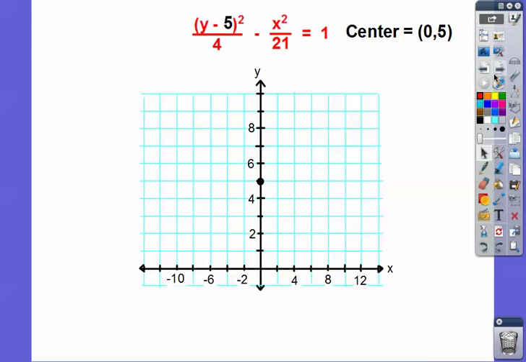Okay. And then the next thing we do is we go ahead and get the vertices. The vertices are the square root that's underneath the first term right here. And it's vertical, so it's opening up right here. Okay. So there's the vertices at plus or minus the square root of 4 from the center. So the center's at 0, 5. So if we go up 2, that takes us to 0, 7. And if we go down 2, it takes us to 0, 3. Okay, and then we draw the box.